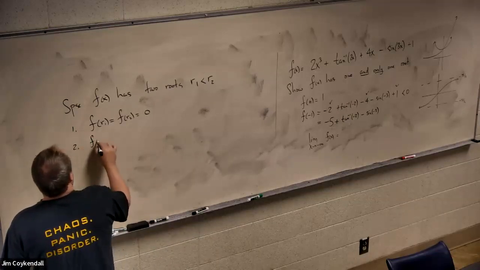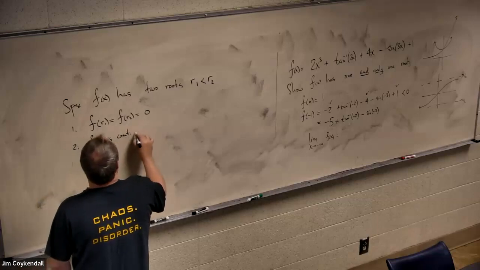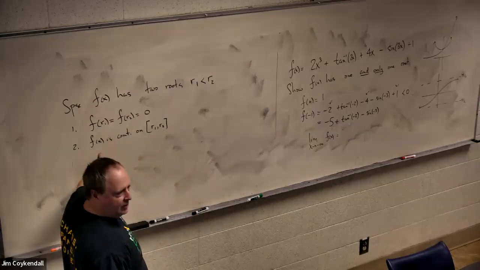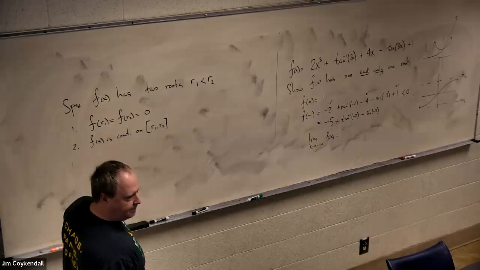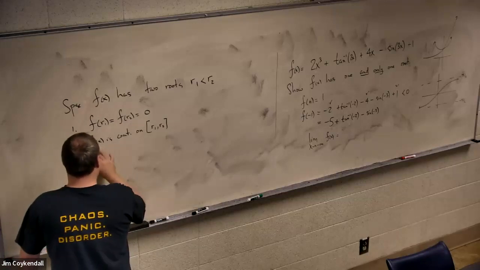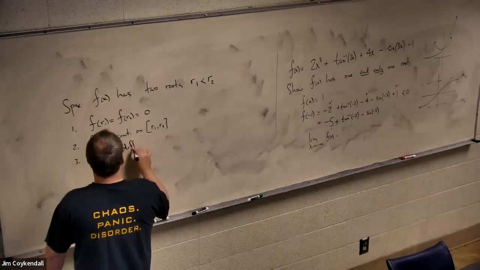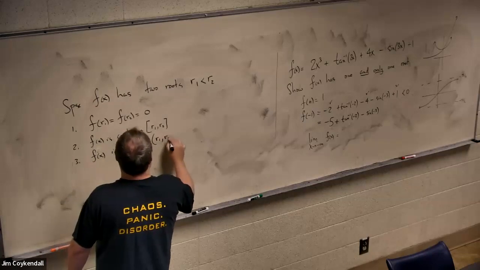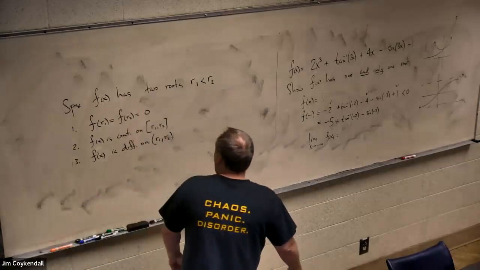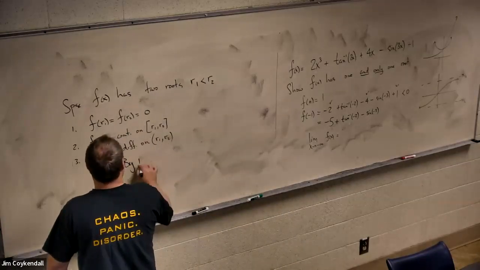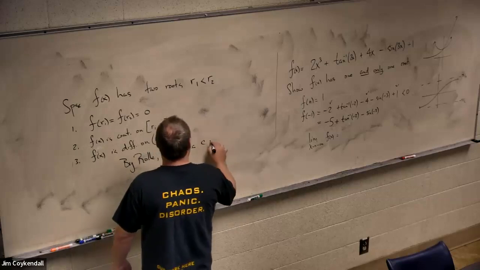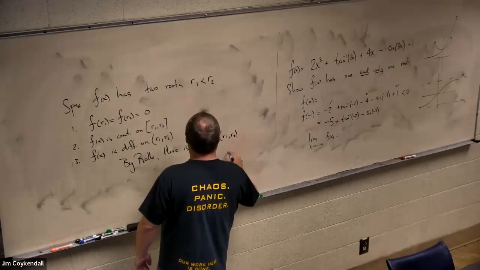Also, f of x is continuous on R1, R2, because f of x is continuous everywhere. And 3, f is differentiable on R1, R2, because it's differentiable everywhere. So by Rolle's theorem, there is a C in R1, R2 with f prime of C equal to 0.